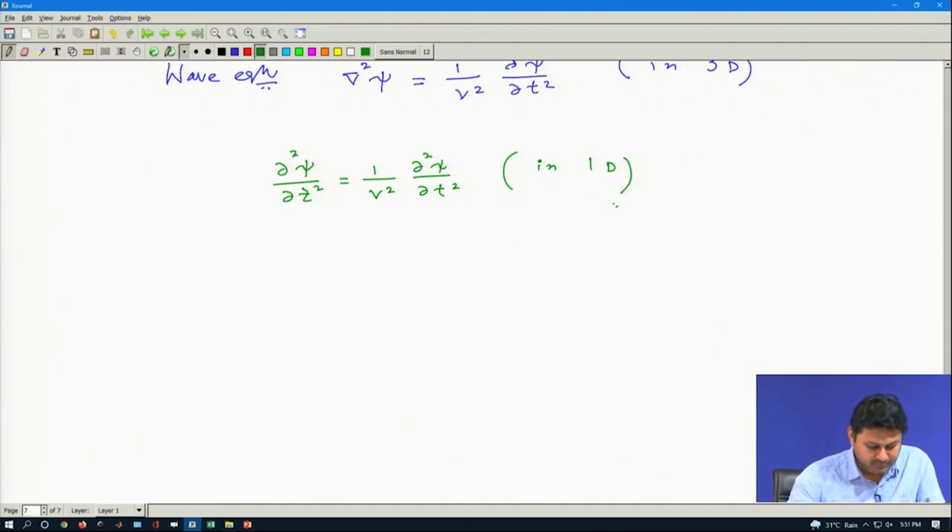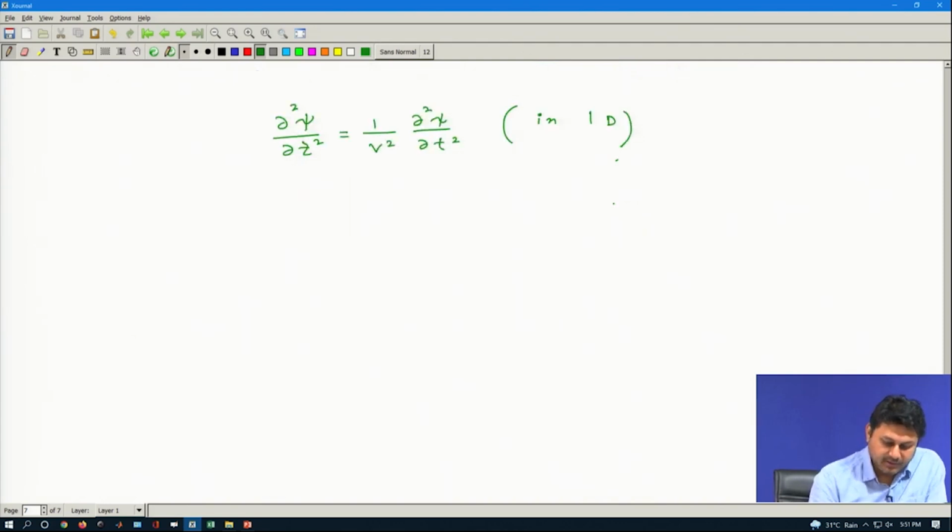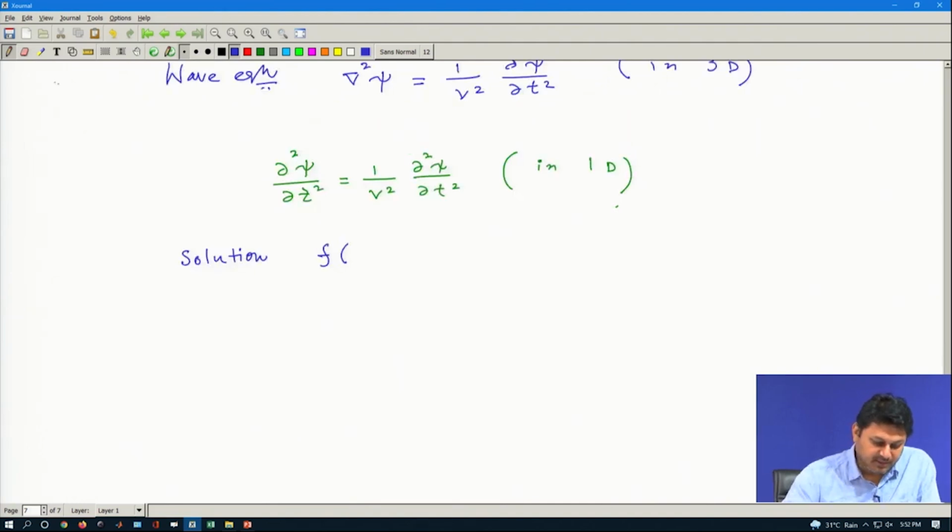Now, the solution of this equation that we are looking for should have an interesting form, and the solution should have a form like f. Okay, I used f, so better I just replace this to f, not psi, because I used a function f. So, it should be like f of z, t.